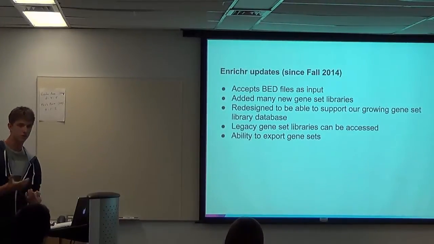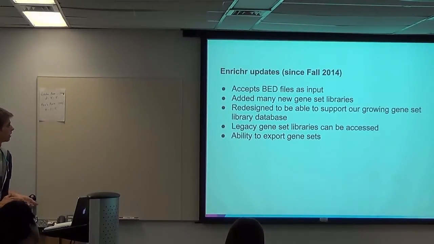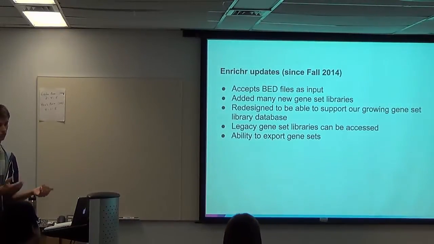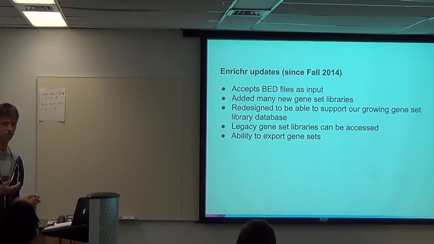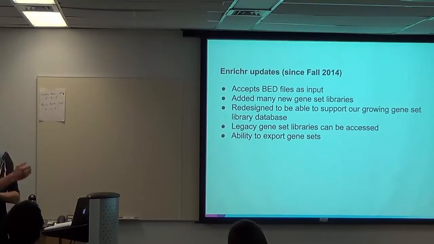I've added many new gene set libraries, along with updating some of the existing libraries. It required a redesign of the back end of the application to support the growing size of the database. So the program won't slow down if we keep adding more gene set libraries. And so it should consistently run fast now. And also we added the legacy gene sets for the purpose of provenance.